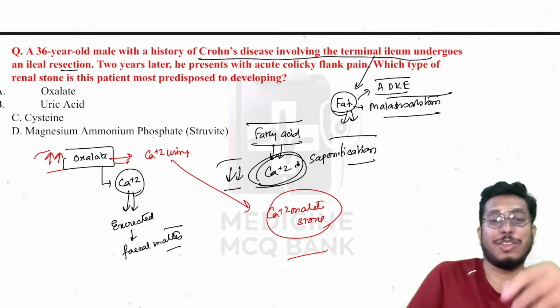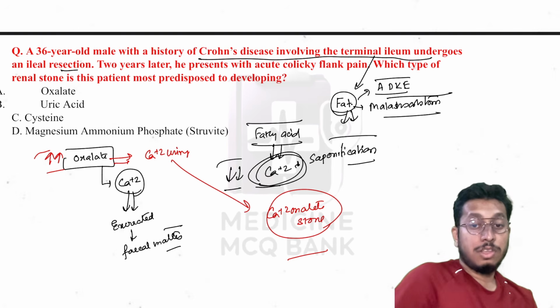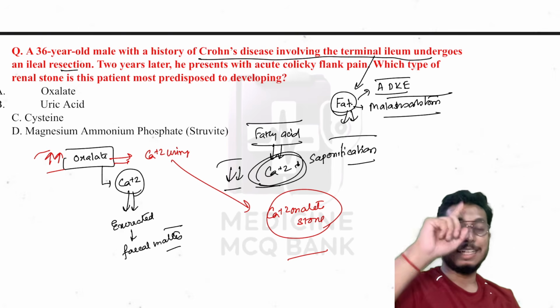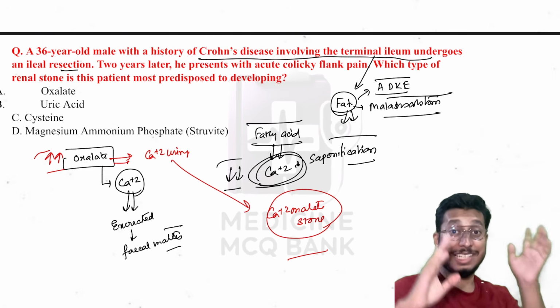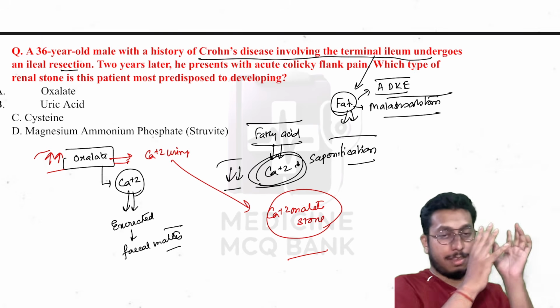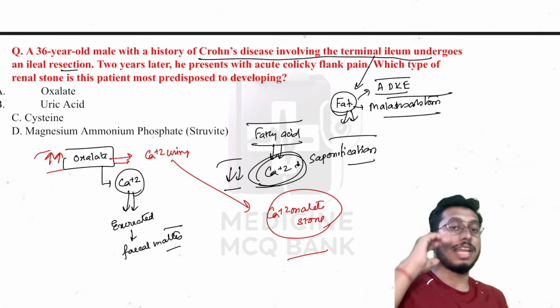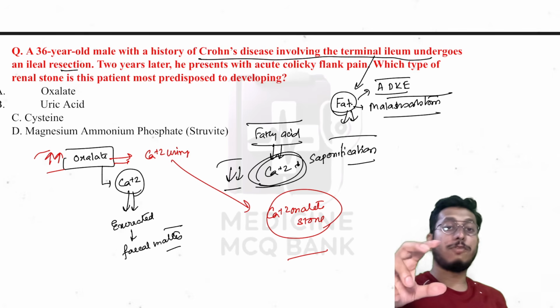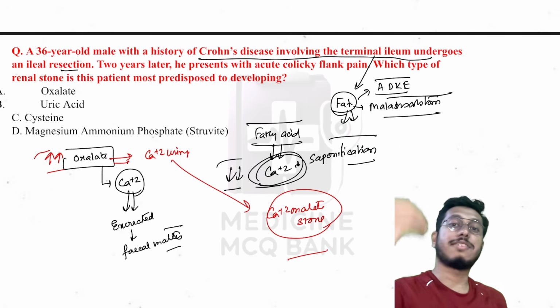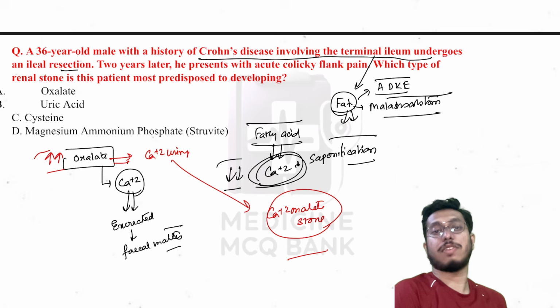So this is the pathophysiological basis of this concept. Dietary oxalate, in normal circumstances in a state of health, gets bound to calcium in the intestinal lumen, resulting in formation of calcium oxalate, which is excreted in the fecal matter.